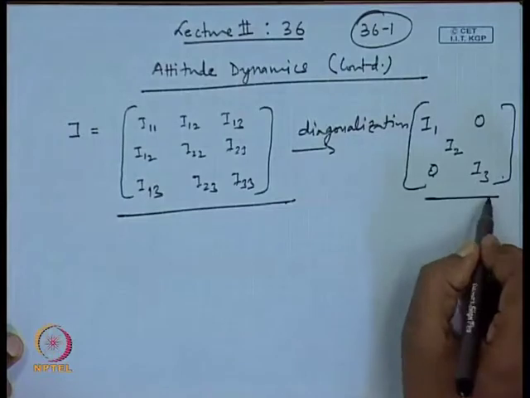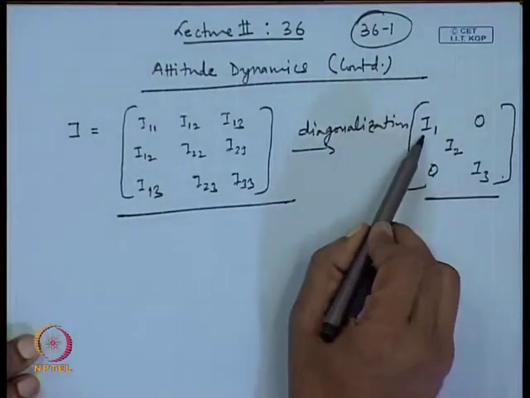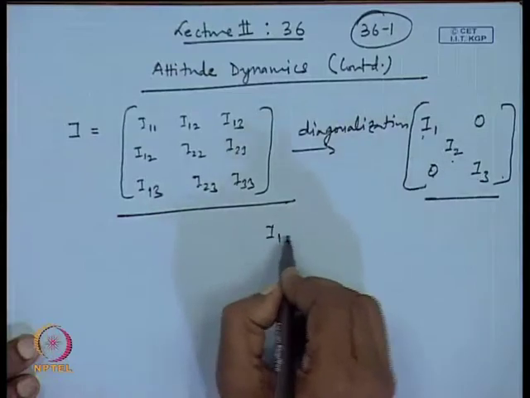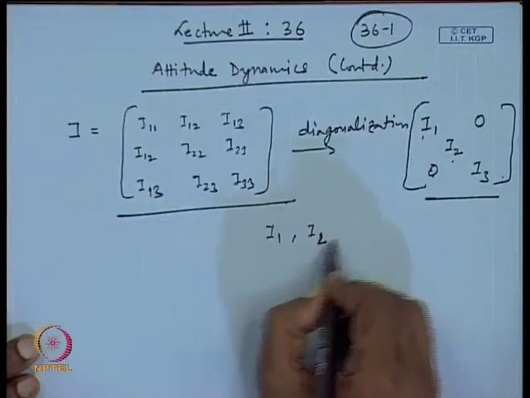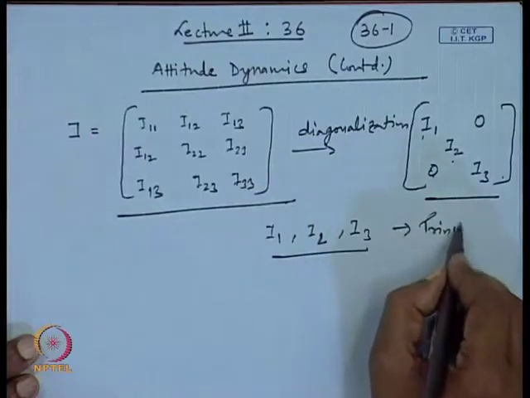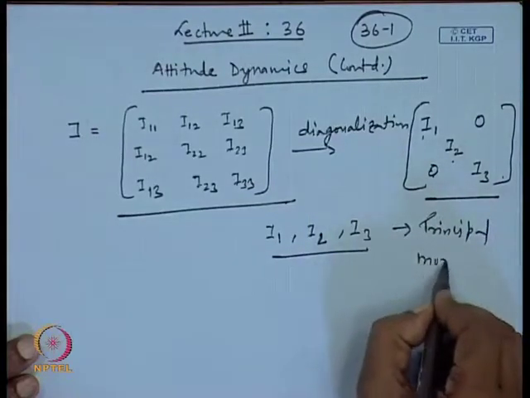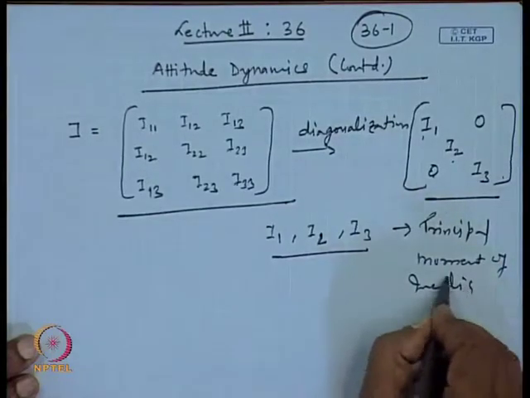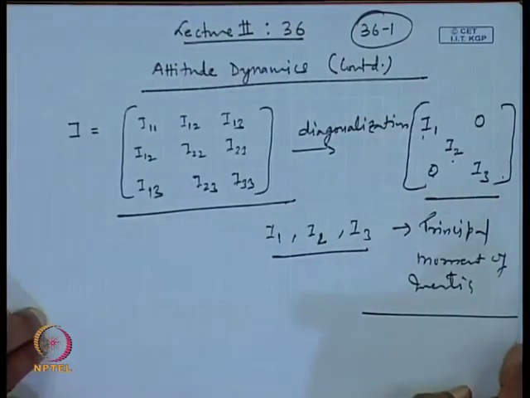we get only diagonal elements. These diagonal elements are nothing but the principal moments of inertia I 1, I 2 and I 3. So, in this context we took an example of a cuboid.